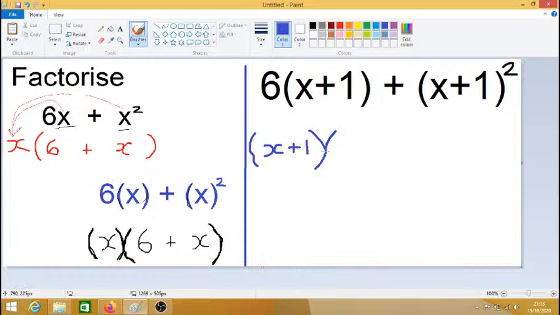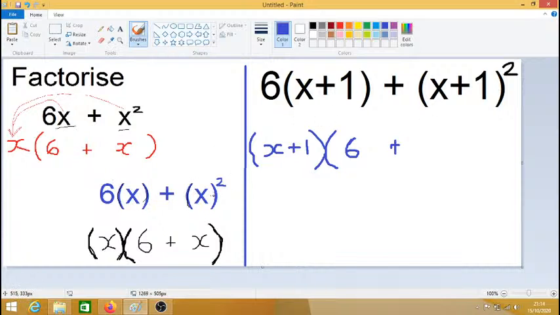And then inside the second bracket, we'd say, okay, what do I need to multiply with the x plus 1 to get my first term? And I need a 6. I need to times by 6. So there's your 6. And then comes the plus. And then what do I need to multiply by the x plus 1 to get the second term, the x plus 1 squared? Think about that one.